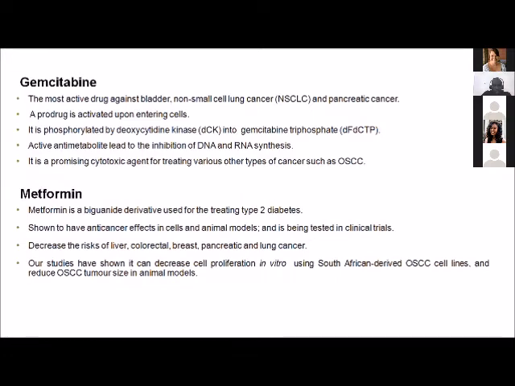as OSCC. So another drug that we'll be looking at in this study is metformin, which is used for the treatment of type 2 diabetes. And metformin has shown to have anti-cancer effects in cells and animal models, and is also currently tested in clinical trials. Studies have shown that metformin decreases the risk of liver, colorectal, blood, pancreatic, and lung cancer.